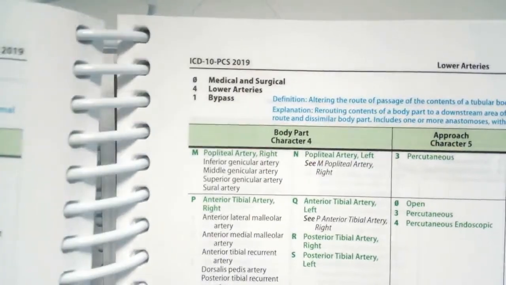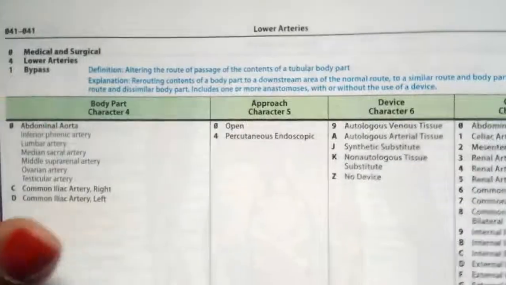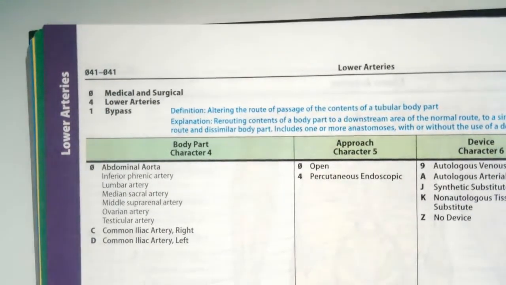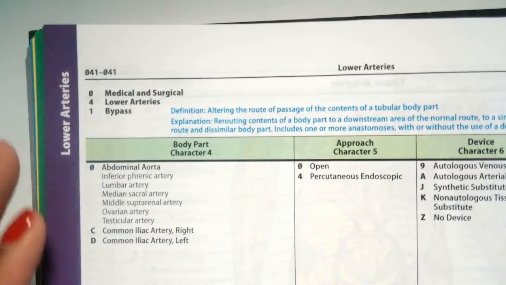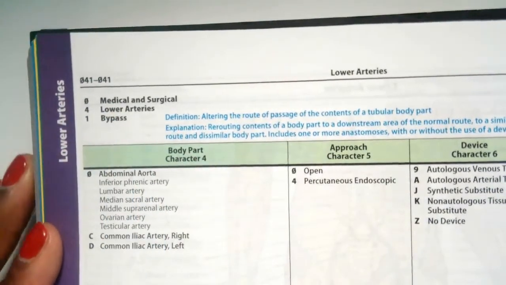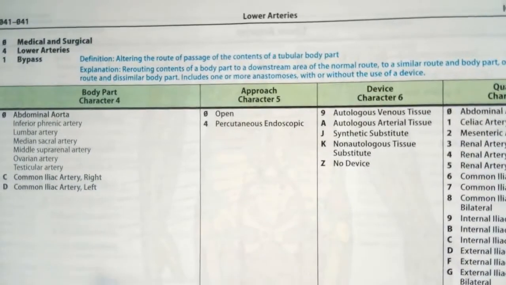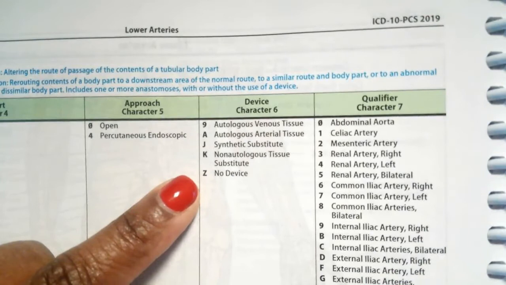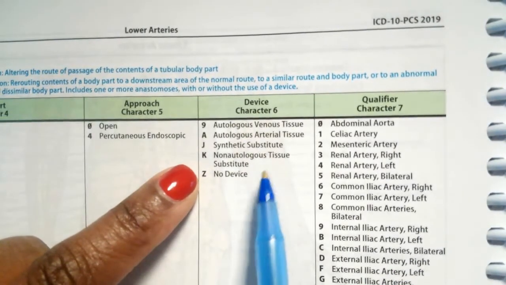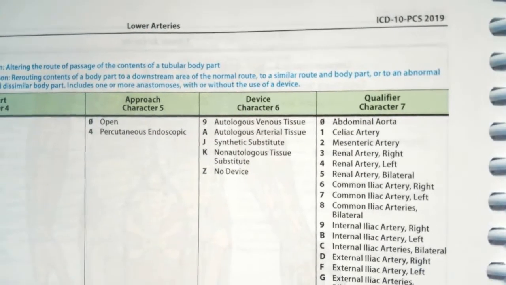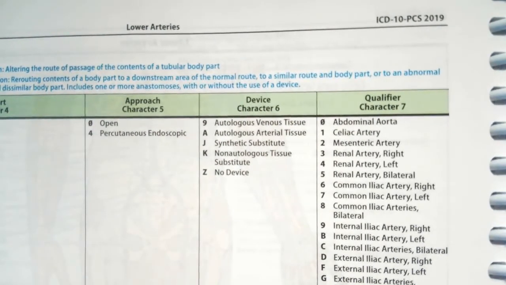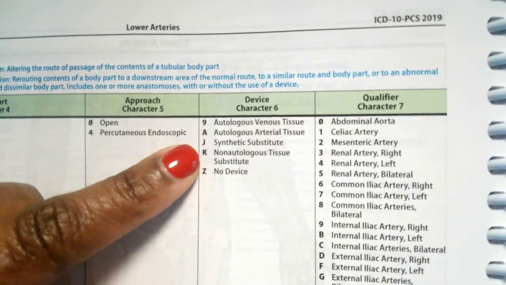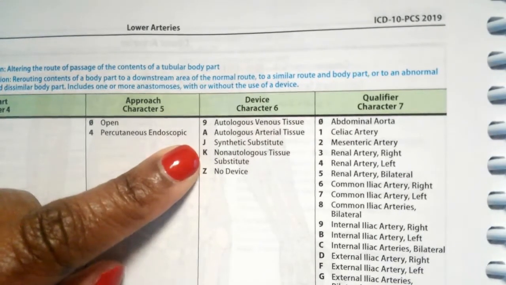and I am just having some great luck because I'm just turning the page and I'm getting to the table very quickly. Again, practice, practice, practice. So, table 041, body part was the abdominal aorta. We said that our approach was open. Now, the question that you have to ask yourself was there a device used for this bypass graft? And the answer, guys, was in fact, yes. And the device was a synthetic substitute.